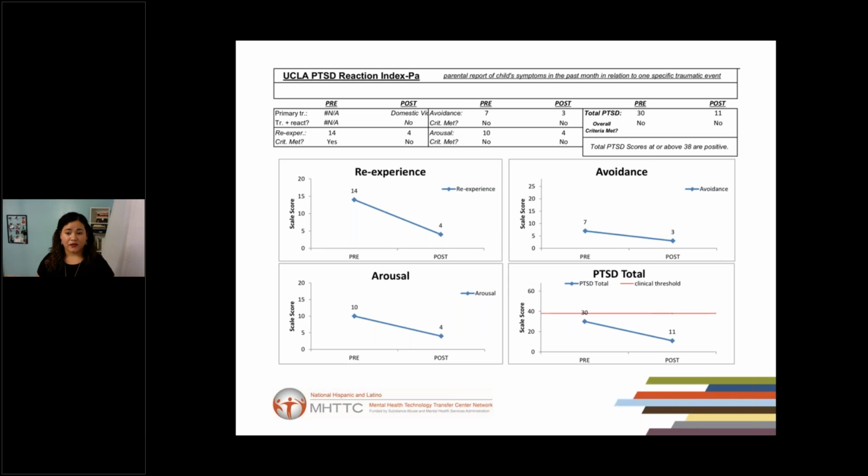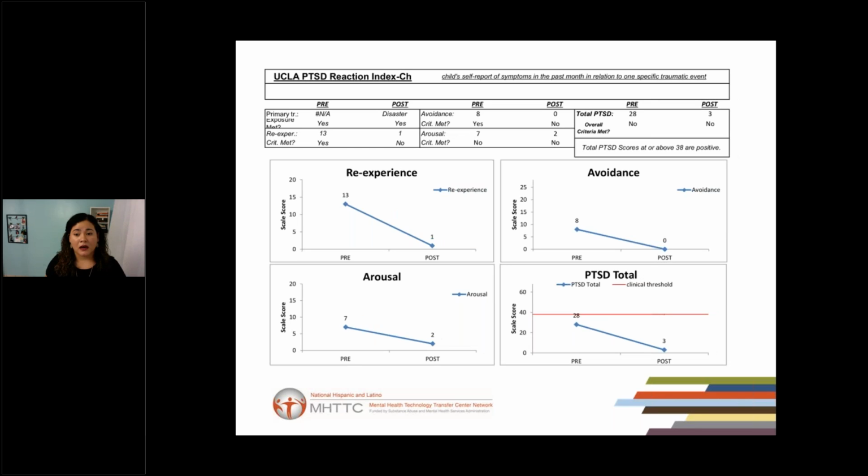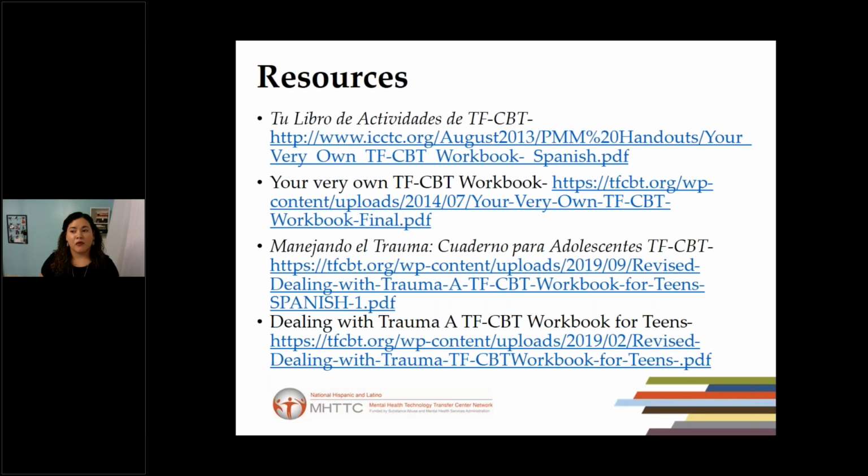So on the next slide, we can observe the UCLA PTSD Reaction Index: the re-experiencing went from 14 to 4, avoidance from 7 to 3, arousal from 10 to 4, and the PTSD total from 30 to 11. So she was almost not experiencing any symptoms, right? On the next slide, we can observe the child's report. That was almost the same as the mom's report. And I usually do the sessions separately, right? And it was almost the same.